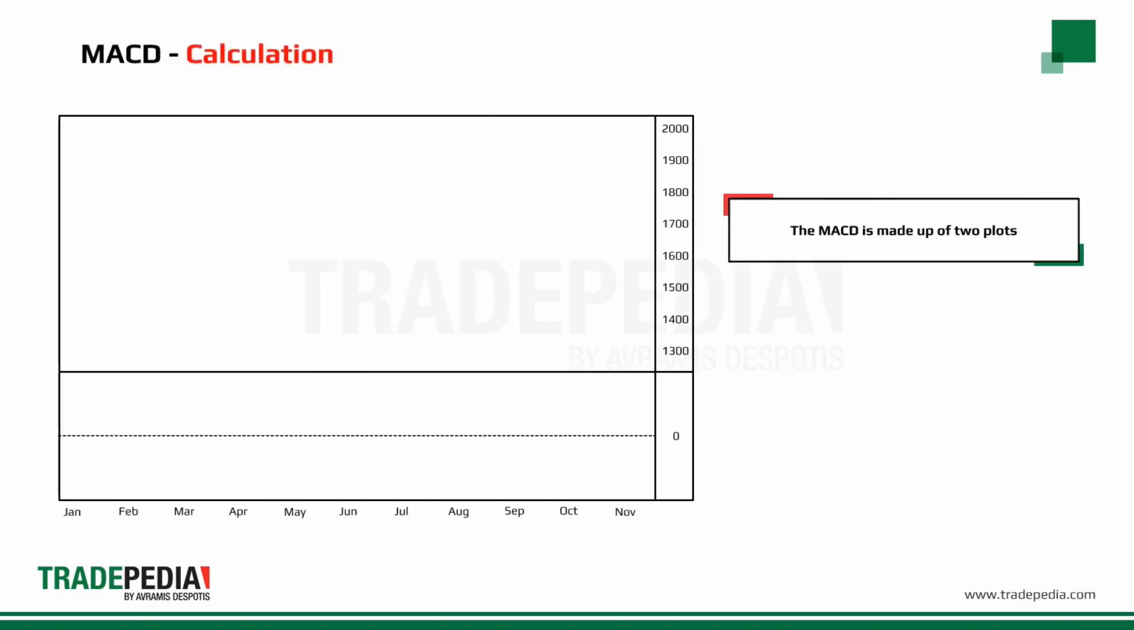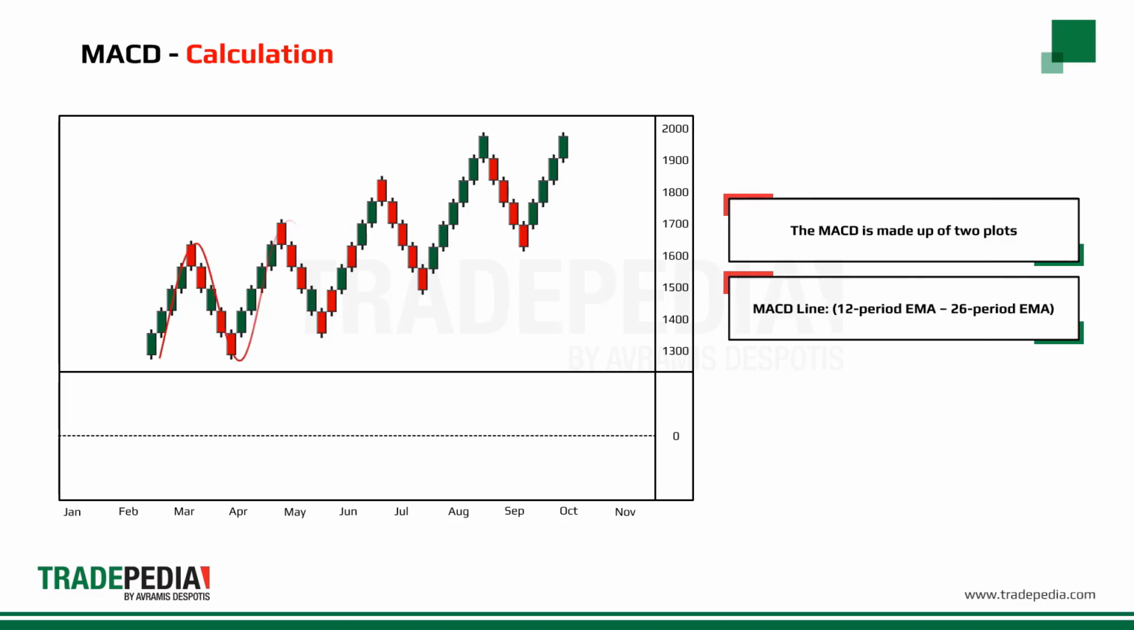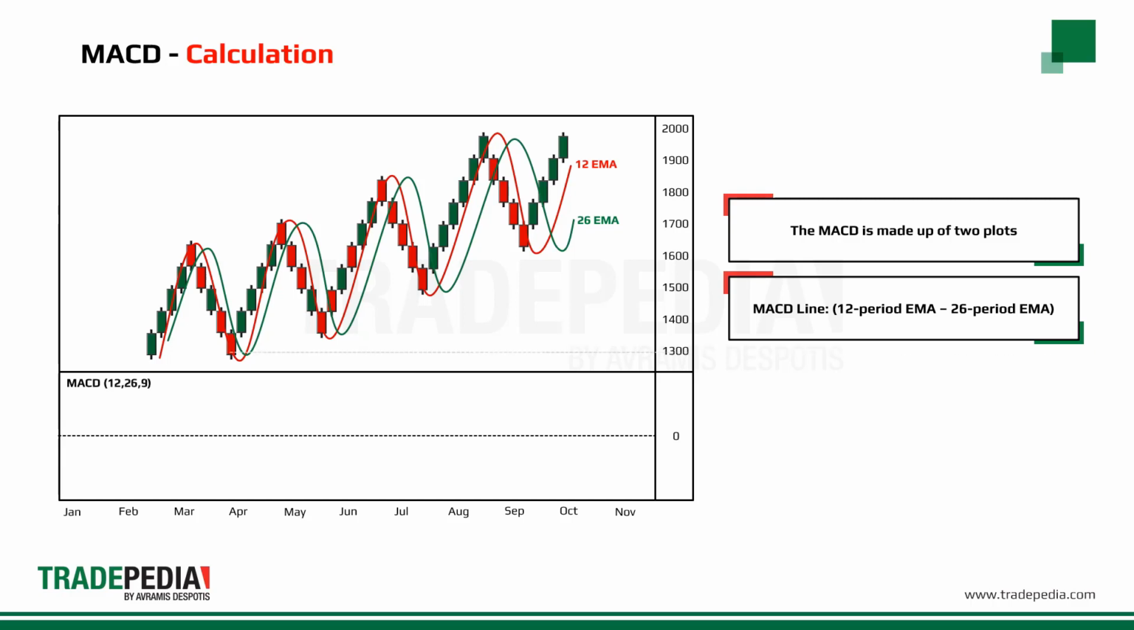The MACD is made up of 2 plots that are calculated as follows. The MACD line, which is the difference between the 12-period EMA and the 26-period EMA. When the 12-period EMA is below the 26-period EMA and the difference between them is 100, the MACD will be at negative 100. When the 12 is crossing above the 26 EMA, the MACD will be crossing the zero line from negative to positive territory. And when the 12 is above the 26 and the difference in price is 100, the MACD will be at positive 100.